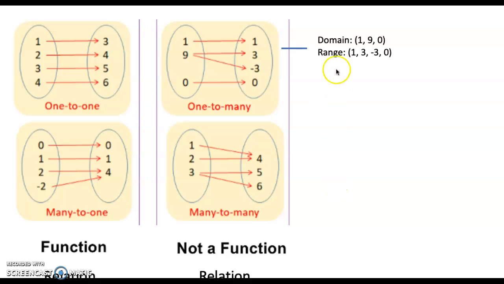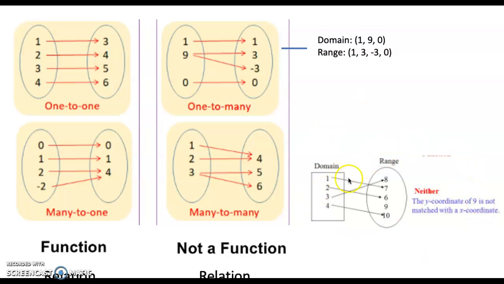If we were to identify the domain and the range in one of these sets, let's take this one for example, I would just name all of the values in the first set. The first set represents my domain, so 1, 9, and 0 are my domain. And the second set is my range, so 1, 3, -3, and 0 would be my range. When we're dealing with coordinates, note that your domain is all of your x values and your range is all of your y values.